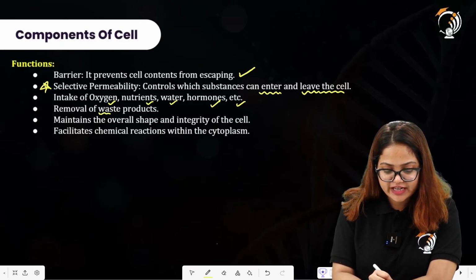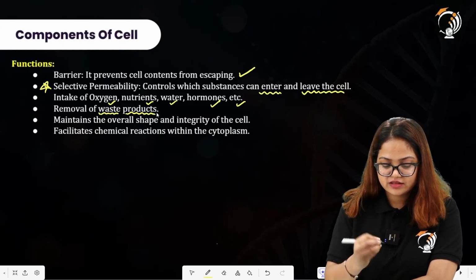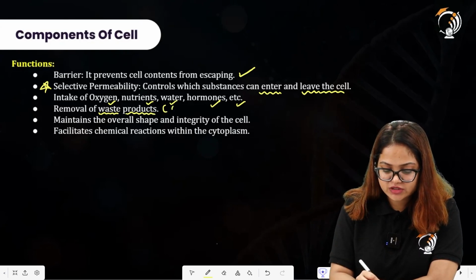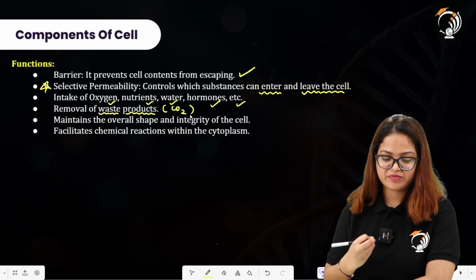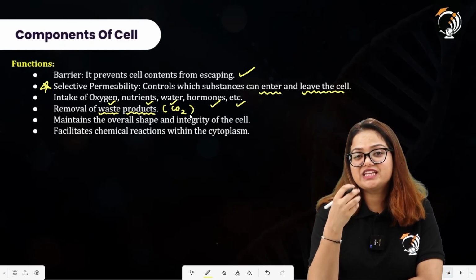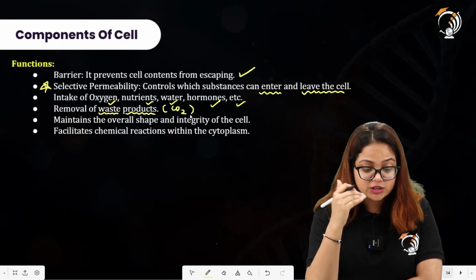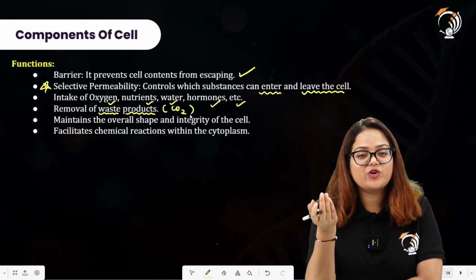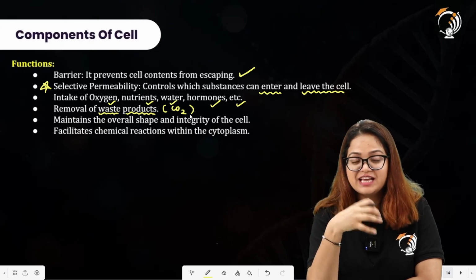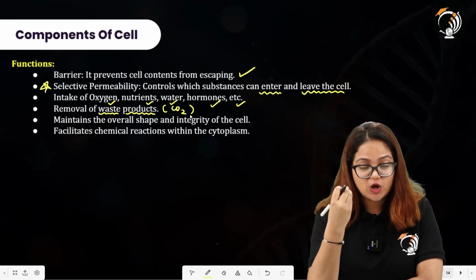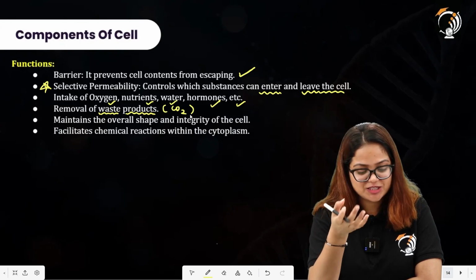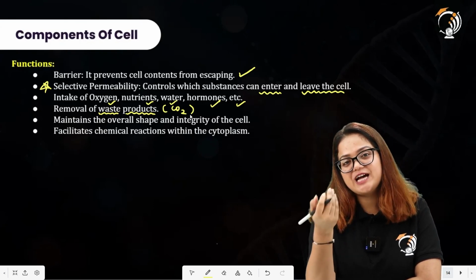And what is removed from the cell, so removal of waste products is there from the cell, and it includes carbon dioxide as well. All right. So carbon dioxide will be produced by the chemical reactions as the product, and since it is a toxic product, it will be removed out from the cell. And how does this exit and entry of oxygen and carbon dioxide take place? So this is controlled by the plasma membrane here.